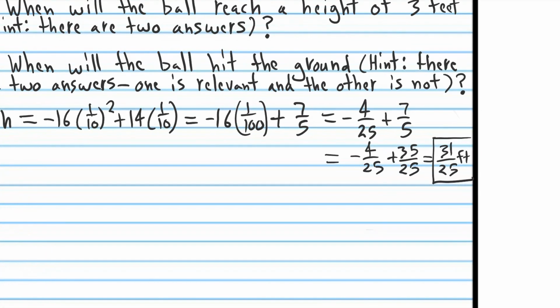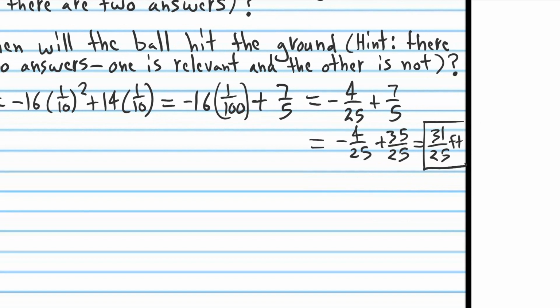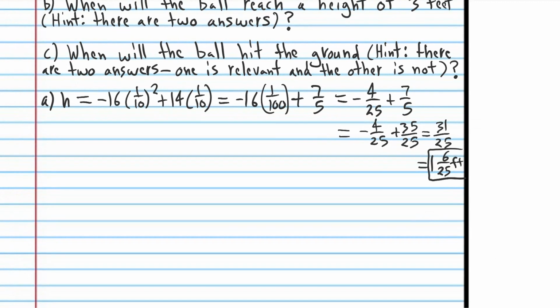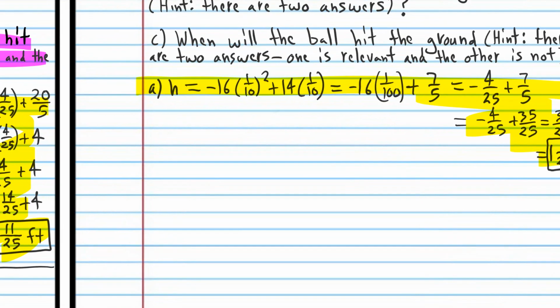So probably be best if we change that to a mixed number. So I'm going to go ahead and change it. 25 goes in one time, and the remainder is 6. Again, you can go back to my arithmetic course and review how to change improper fractions to mixed numbers if you're having trouble with that. All right, so that's part A. Right, on to part B.